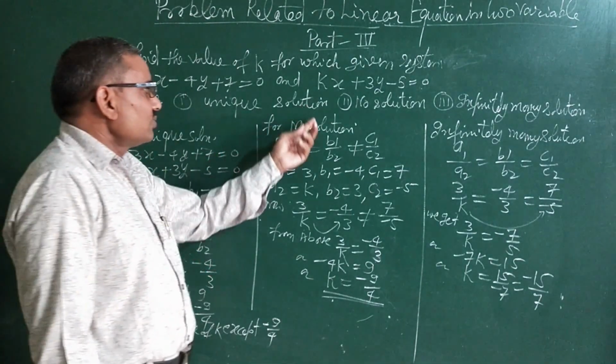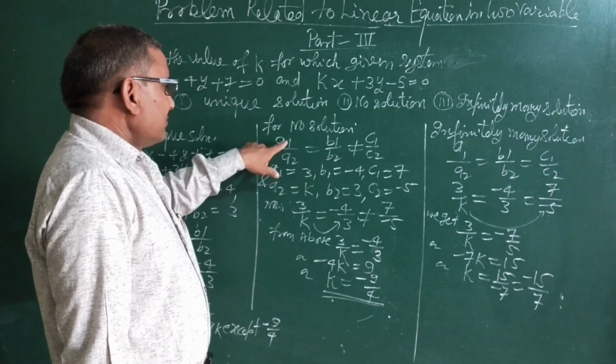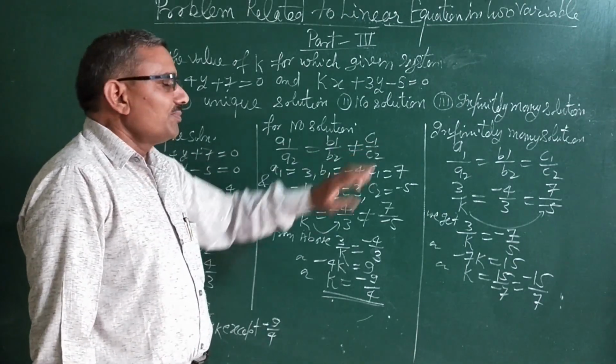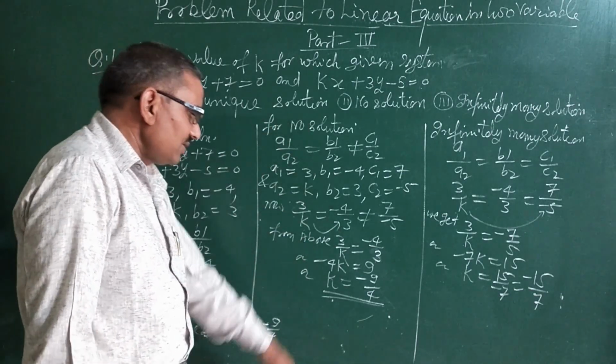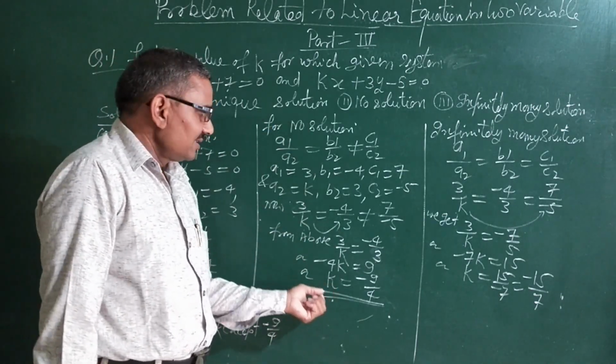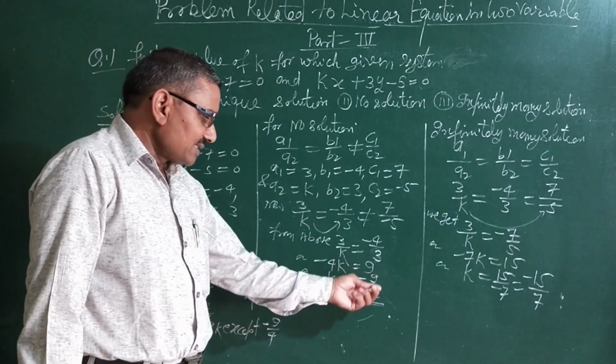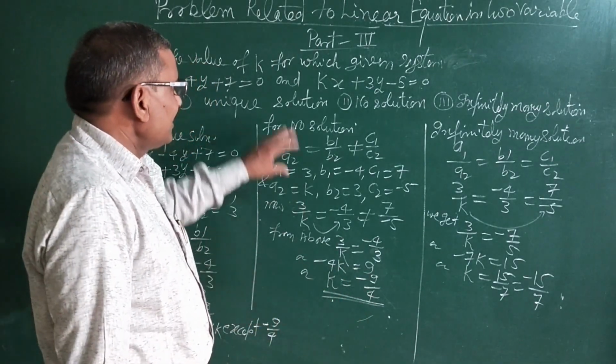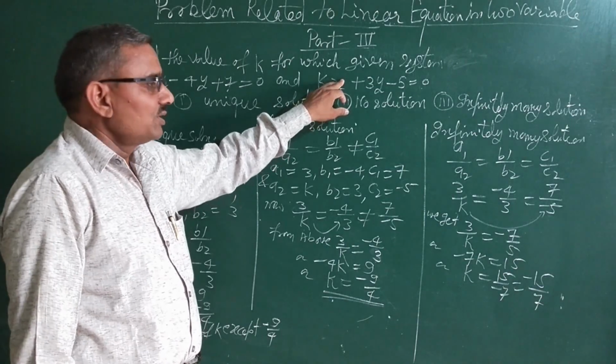Now for no solution, a1 upon a2 is equal to b1 upon b2 is not equal to c1 upon c2. Substitute all these values, then we will find that k is equal to minus 9 upon 4. Means k is equal to minus 9 upon 4 पर यह दोनों इक्वेशन नो सोल्यूशन होंगे.